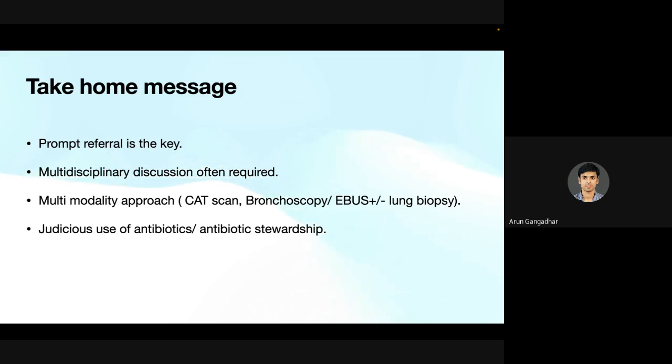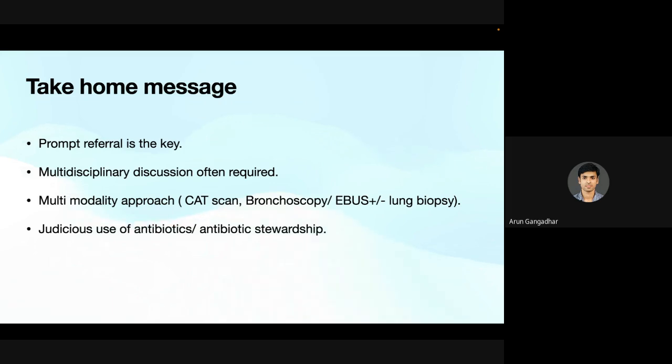So with this, I conclude. The take-home message I would like to put out is that prompt referral is the key in most of these cases. If you've seen the 4th case, wherein the patient was diagnosed with adenocarcinoma, because the patient came to us early on with 15 days of history, we could pick up the disease fairly early, and as such, the patient had a curative surgery, and it changes the entire quality of life.